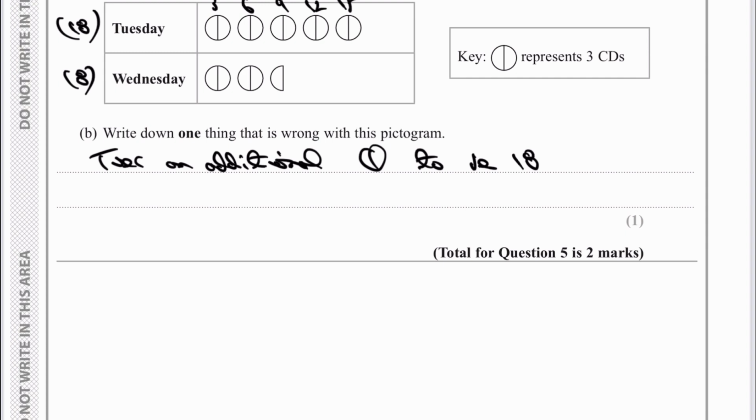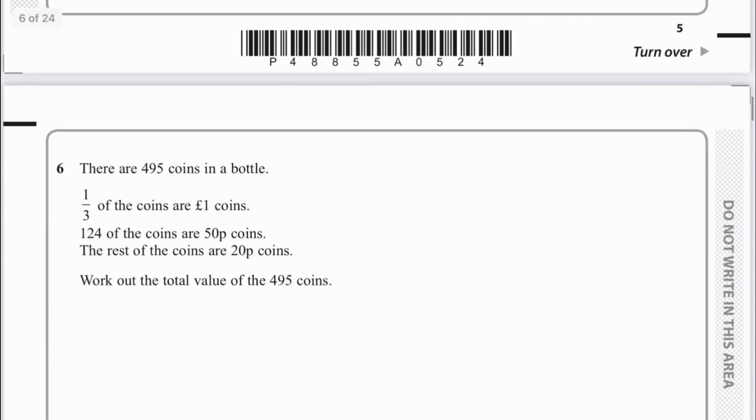Okay, and then the other thing that you might want to spot is that actually for Wednesday this is equivalent to 1.5 CDs. Okay, because it's half of that symbol and half of 3 is 1.5. So Wednesday can't have 7.5 CDs, and we've got 7.5 CDs. Okay, and that'd be perfectly fine for that question. It's a 1 mark question, so it's a little bit of work for 1 mark there. Okay, let's move on then to question number 6.